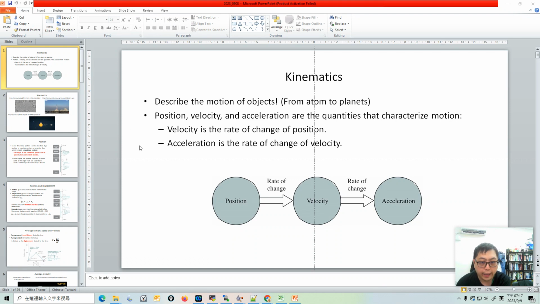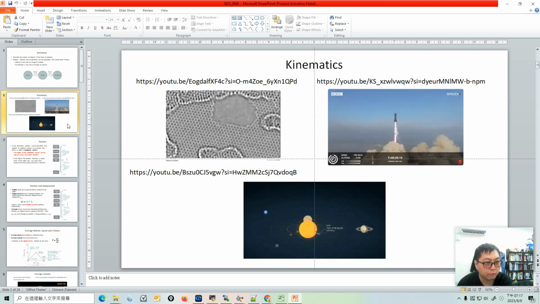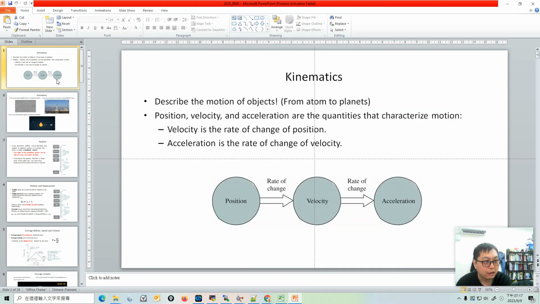In the PowerPoint I will put some examples of the motion of an atom, the motion of an aircraft, and the motion of a planet, with video links for you. You can watch them by yourself. Most fields need kinematics, from atoms to planets.